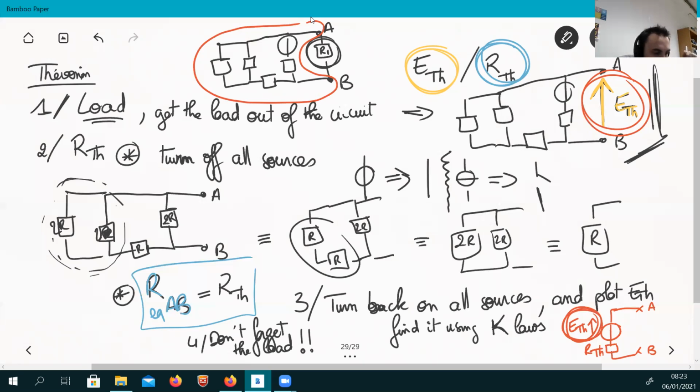Sometimes you don't have to consider a load because you are considering the whole circuit, but if there is some load, you extract it from the circuit. It's not entering in your model, in your simplification, but at the very end of your exercise, don't forget to plug it back. Is it okay on the concept of this theorem?